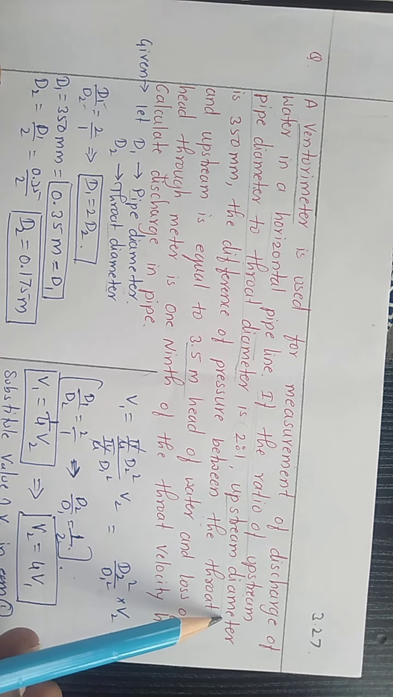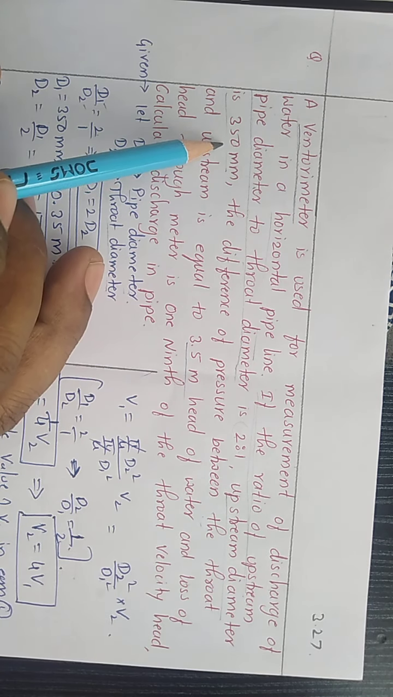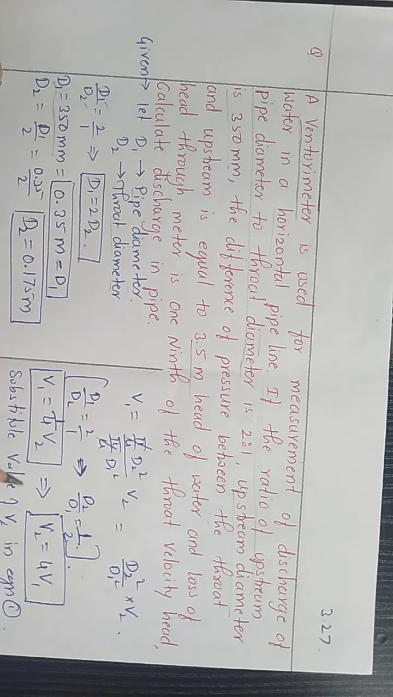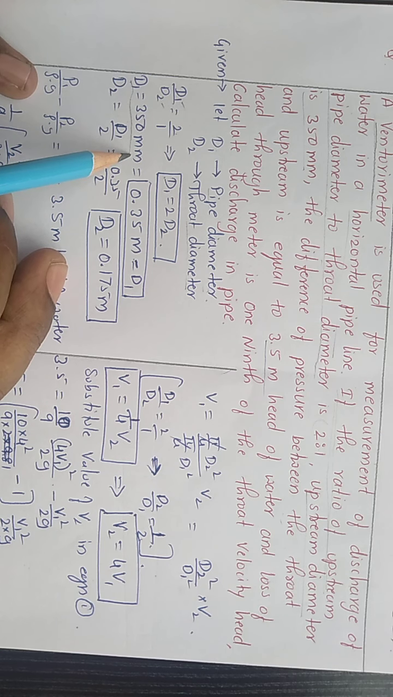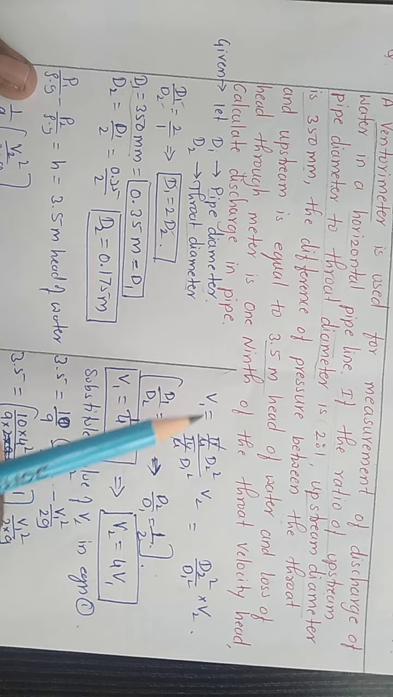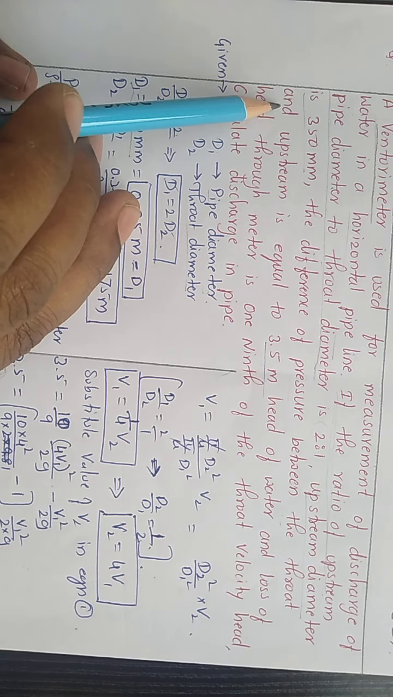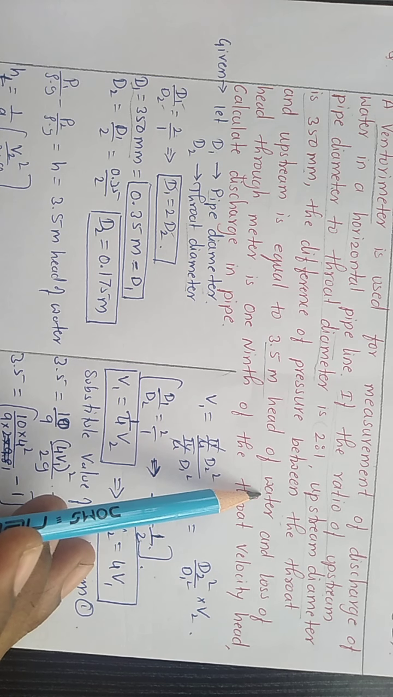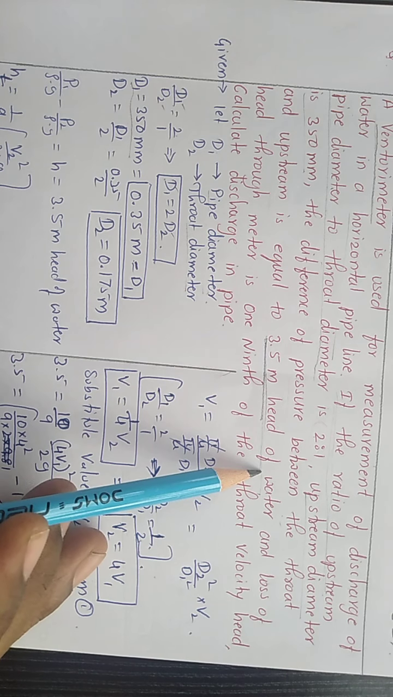Next, the upstream diameter is 350 mm. Upstream diameter means he has given us one diameter, that is d1, the diameter of the pipe. So the diameter of the pipe is 350 mm. Since we know d1, we can easily find d2. The difference of pressure between the throat and upstream is equal to 3.5 meter of head of water. So he has already given us h.